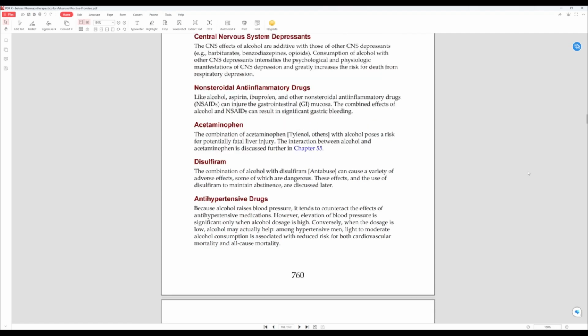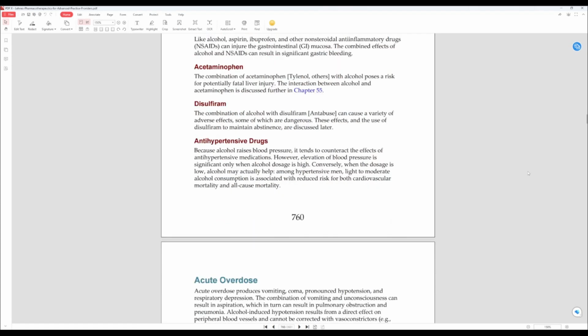Disulfiram. The combination of alcohol with disulfiram, or Antabuse, can cause a variety of adverse effects, some of which are dangerous. These effects and the use of disulfiram to maintain abstinence will be discussed later in this chapter.